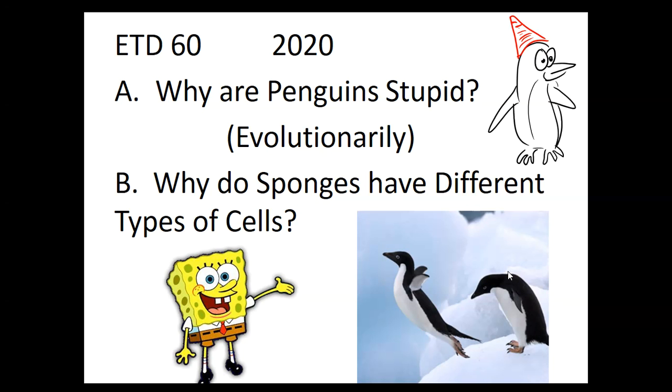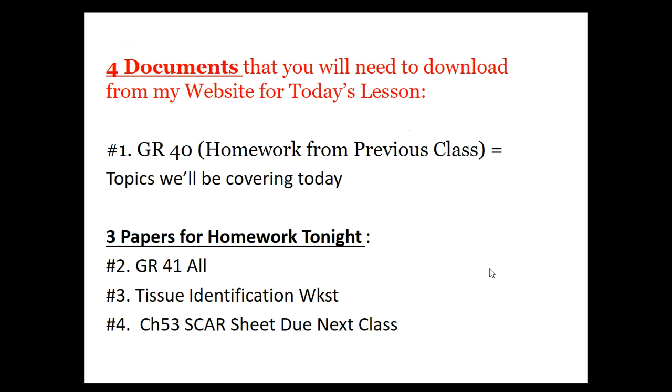Day 60 of class, where we'll address issues such as why are penguins stupid, evolutionarily, and why do sponges have different types of cells. Now, what you'll need for this lesson, of course, would be GR40, which you would have done before this class, and then you'll need GR41 and the tissue identification worksheet and Chapter 53 scar sheet. That would be due next class and be worked on in this class.